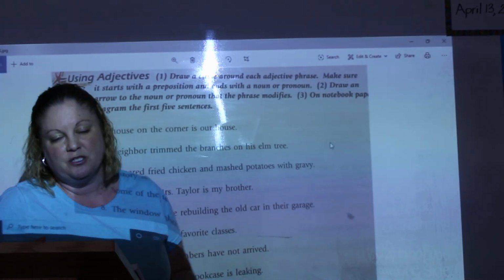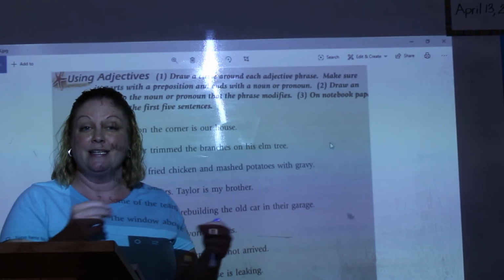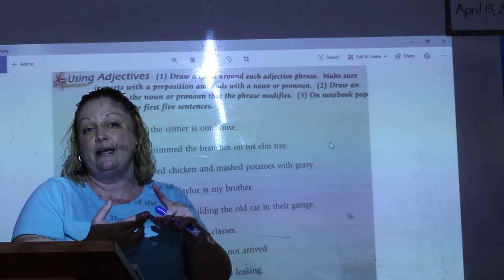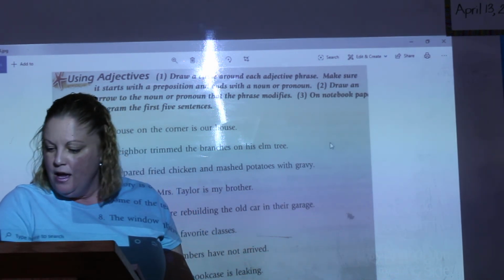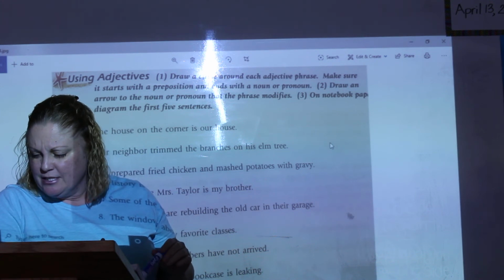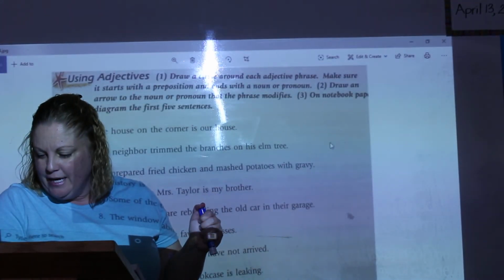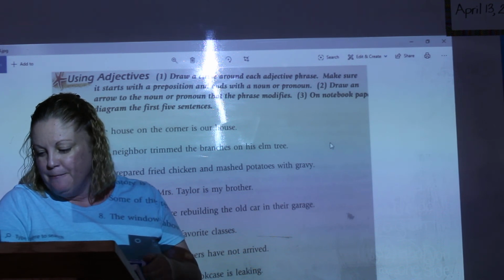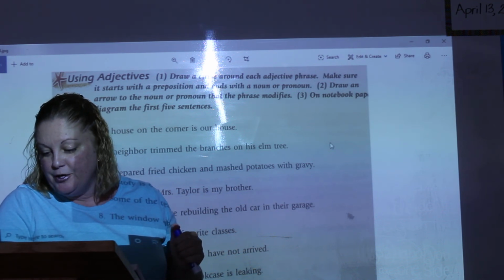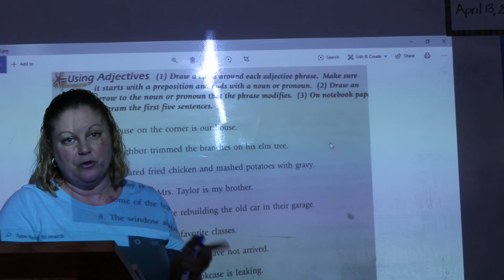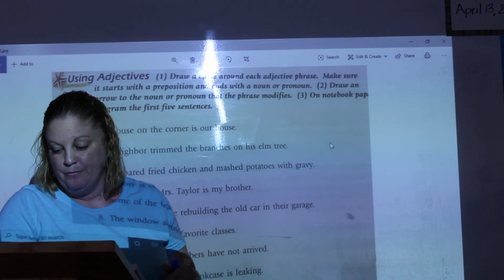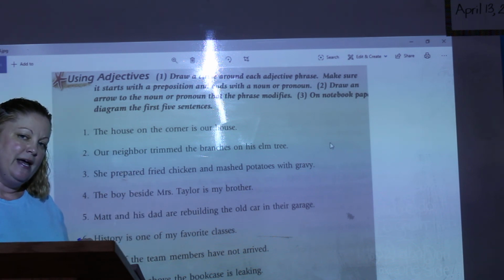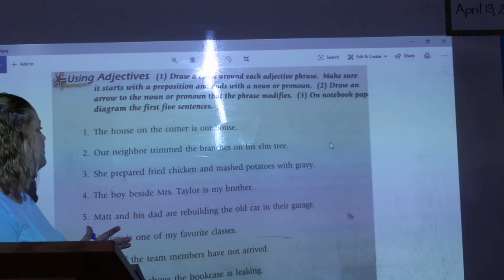So you're looking for prepositional phrases, and they're working as adjectives. The whole phrase is describing which one, what kind, how many, how much, or whose. Section 2, step 2, draw an arrow to the noun or pronoun that the phrase modifies. And then 3, on notebook paper, we're going to diagram the first 5 sentences. So let's first get all of our adjective phrases and arrows drawn showing what they're modifying.